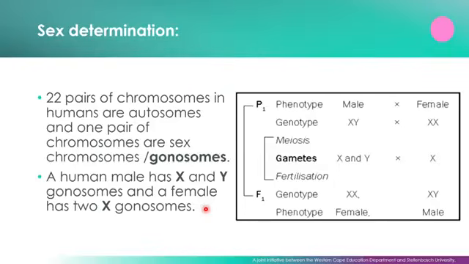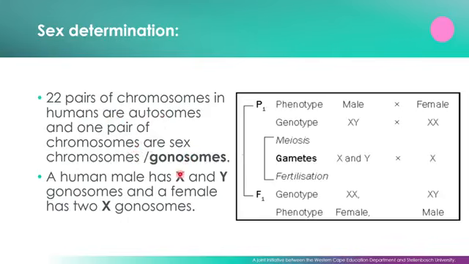The next terminology that you need to know is sex determination, to determine the sex. So when we look at that, once again you see on the side we've got that template, and we know that in humans you get 22 pairs that are autosomes, and then 1 pair of chromosomes that we call the sex chromosomes, the gonosomes.